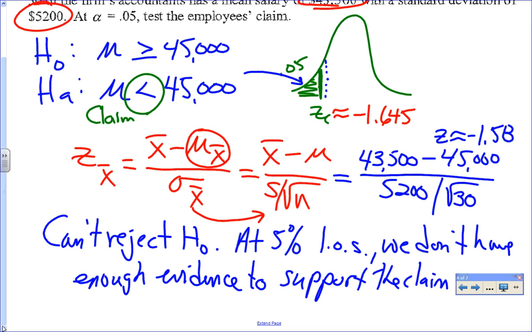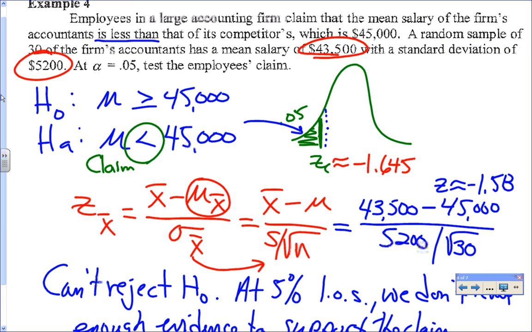Now, why do you suppose? I was a little suspicious. I knew it was going to be close at the beginning because it started at 43,500, but the standard deviation was 5,200. So that means there are quite a few people that have over $45,000 salary, correct? Quite a few, but more of them that are less, right? So I knew this was going to be close to begin with. But that just means too many of them were over 45,000 for me to be able to support their claim. They were close, but at the level they gave me, not quite. Okay?